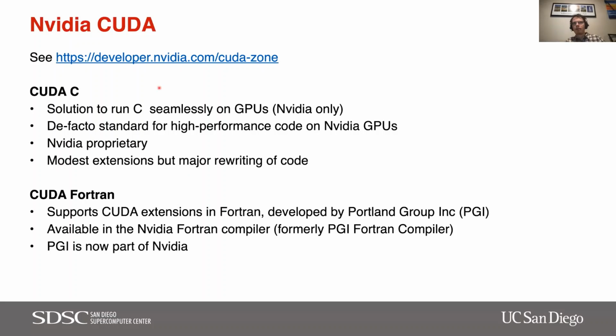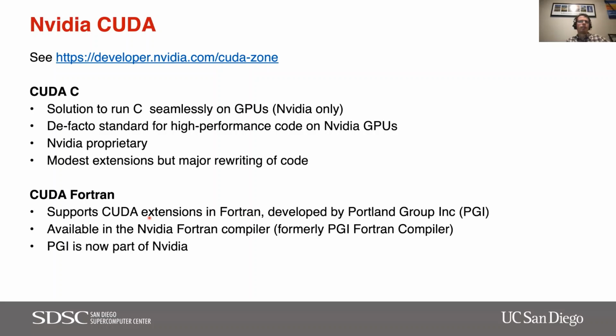So you can get CUDA from here, and get information here. There's CUDA-C and CUDA Fortran, and CUDA-C and/or C++ is basically a solution to run C and/or C++ seamlessly in GPUs. And it has modest extensions, so it's not that hard to learn in some sense. There's not many things to learn, but there's much to learn about how the code needs to be structured, and you need to think in this data parallel thinking, and it often needs major rewriting of code.